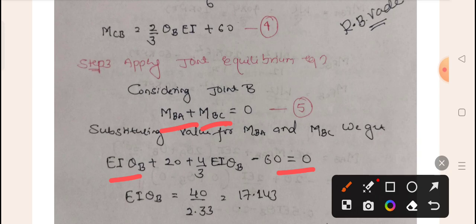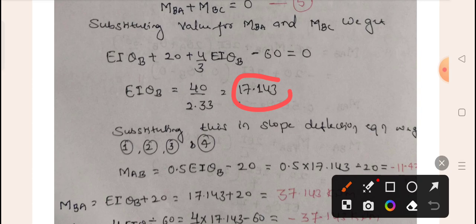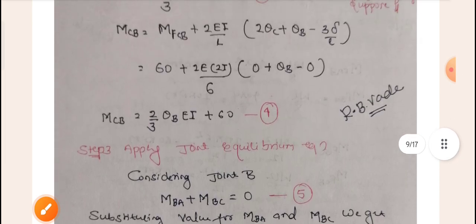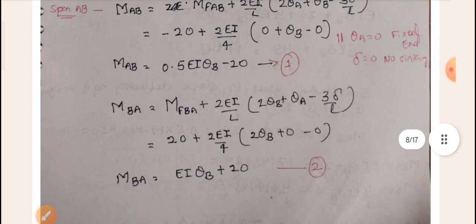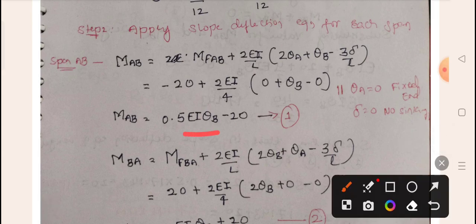You solve this one. EI theta B plus 20 plus 4 by 3 EI theta B. So 20 minus 60 is what? 40. And EI theta B plus 4 by 3 EI theta B, that is 2.33 EI theta B. If you solve this one, we get the value of EI theta B. So now if you got the value of EI theta B, substitute in all the equations. EI theta B is 17.143. So from equation number 1, here EI theta B is 17.143. If you substitute, we will get the value of MAB.